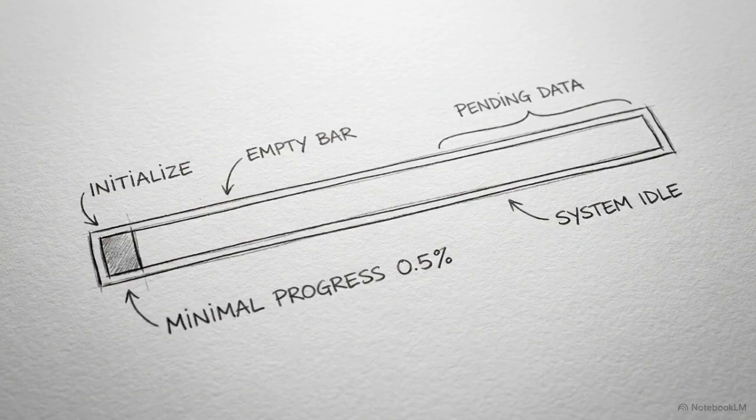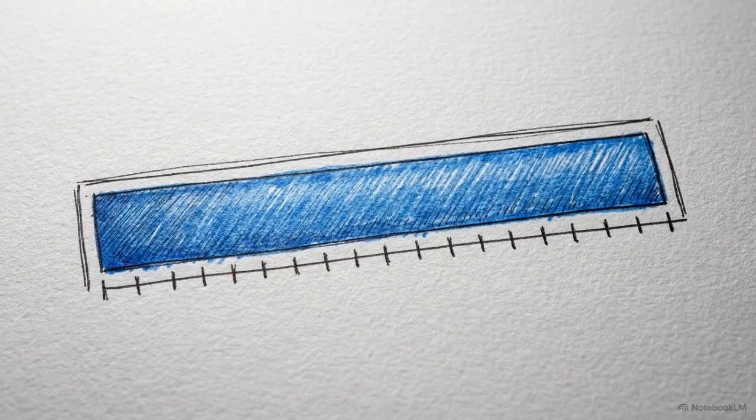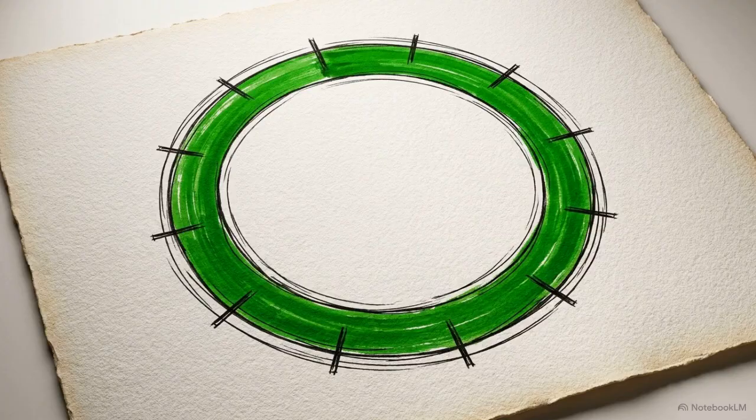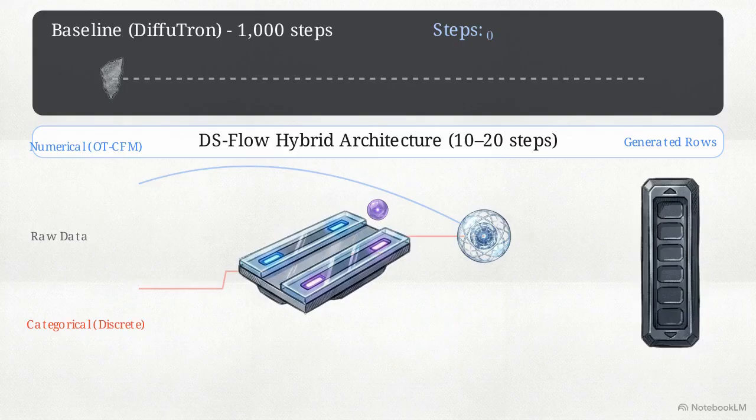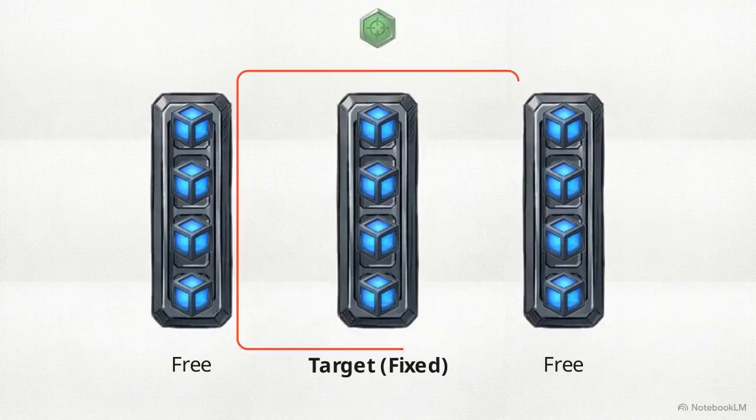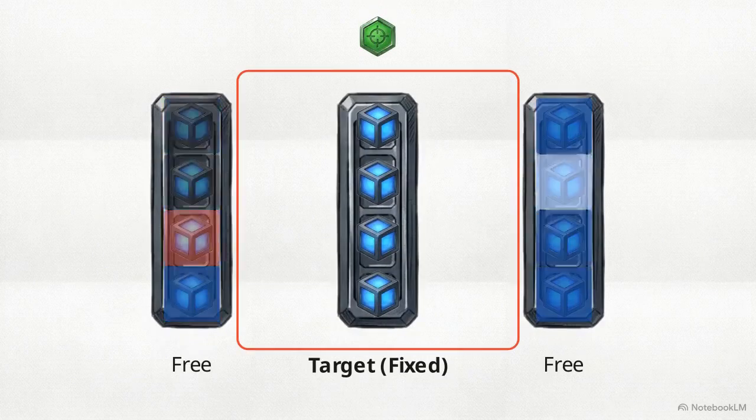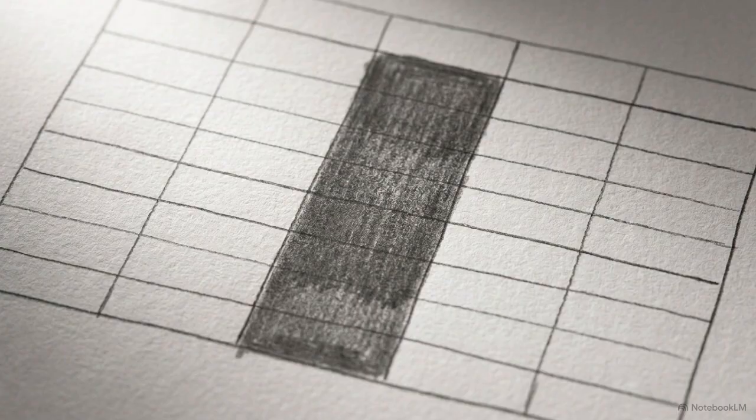While DiffuTron needs 1,000 steps, DSFlow produces samples in 20 steps, or just 10 steps using DPM++. By combining flow matching with discrete solvers, DSFlow reduces the generation bottleneck by a factor of 100 while maintaining data integrity. A major challenge in tabular synthesis is generation under constraints, forcing specific columns to stay fixed while the rest generate. DiffuTron handles this challenge through repaint masking.